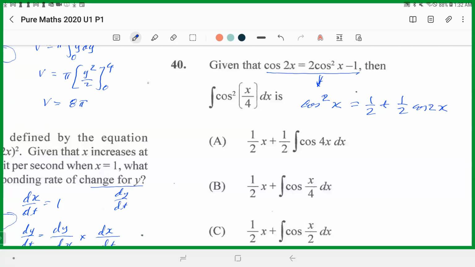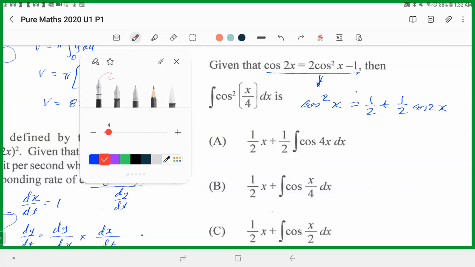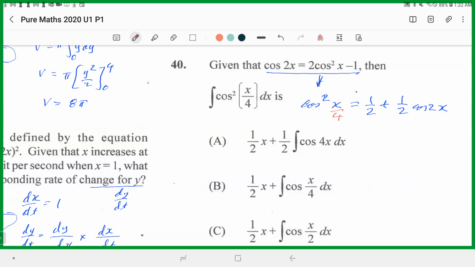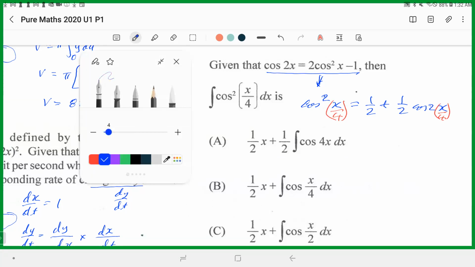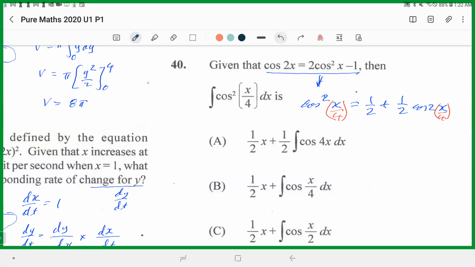All right. So remember x over 4. I'm going to put x over 4 on this, do 4 x as well. So this with x over 4 becomes equal to half plus half cos of x over 2. 2 over 4 is x over 2. So if I'm integrating this, I'm also integrating that. So I can put integral on it now.